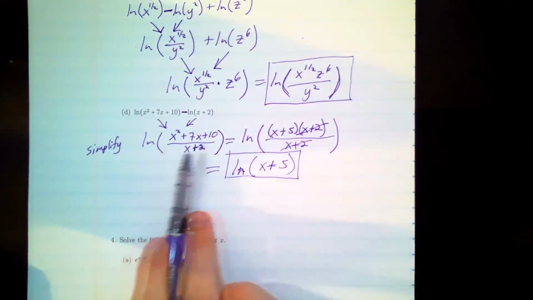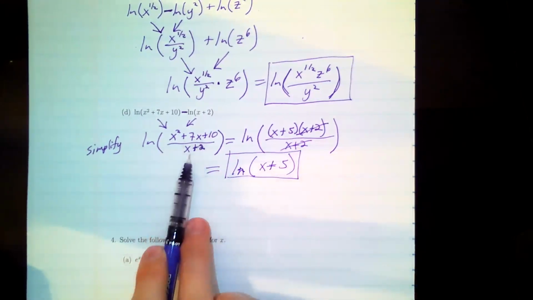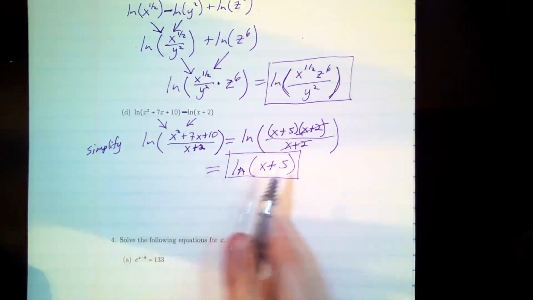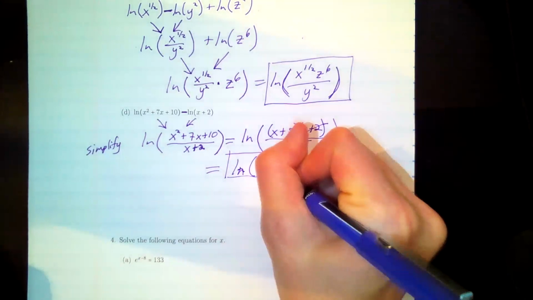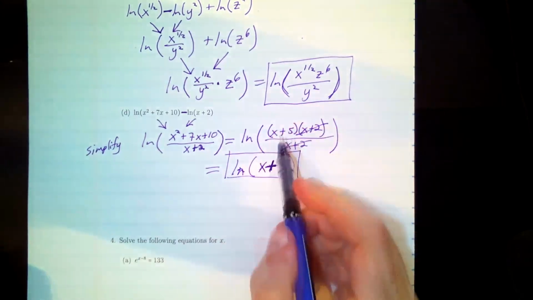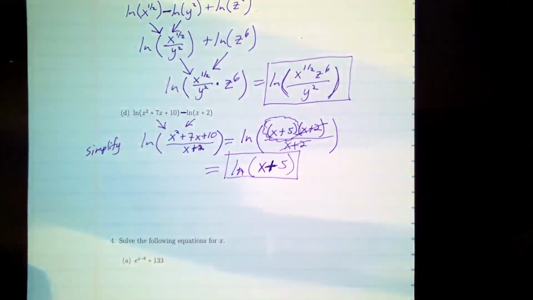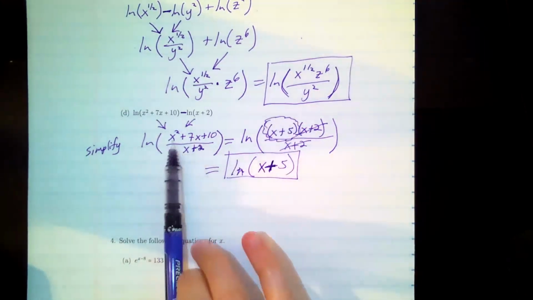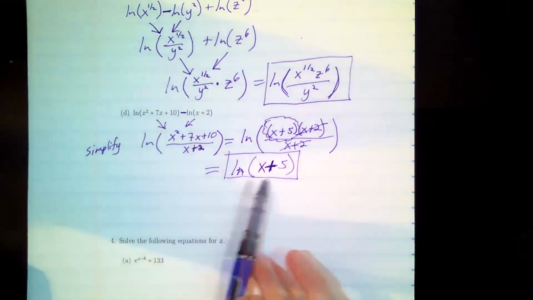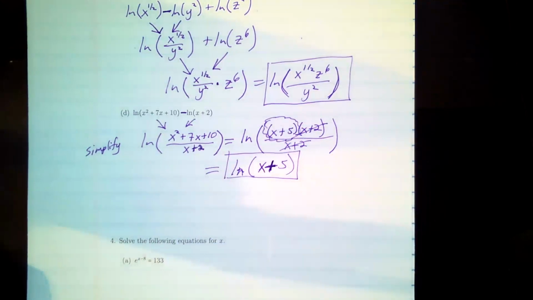So if you have something like this in your homework, you'll want to factor and cancel anything that can cancel before you try to enter your answer. This is a plus. Yeah, x plus 5 is the only term that's left after a cancel. So factor and cancel, and then your simplified logarithm is your answer, ln of x plus 5.